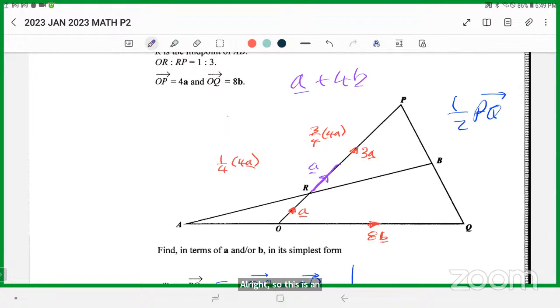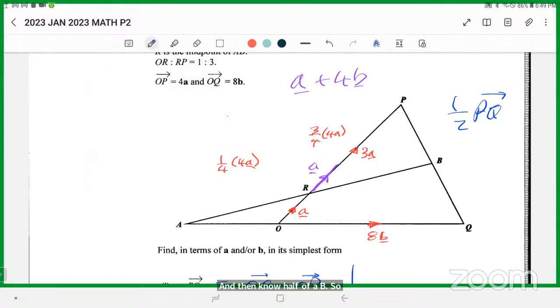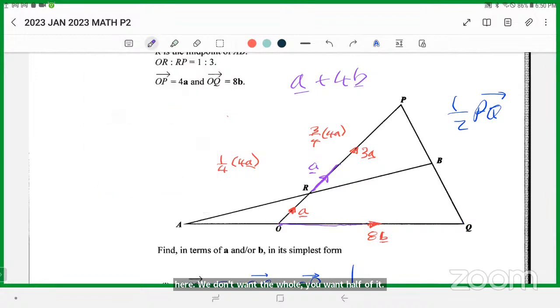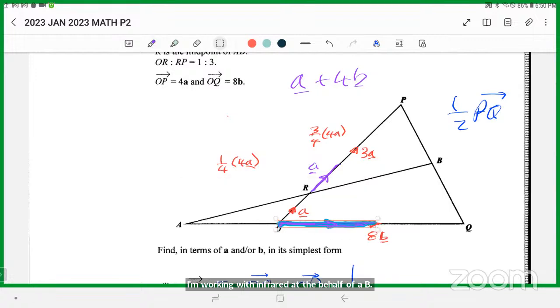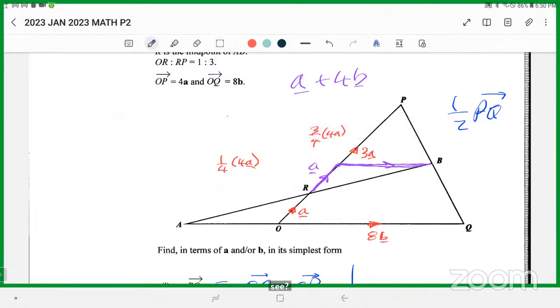And now half of a B. This is a whole B right here. We don't want a whole B, we want half of it, so we're estimating half of it will be about here. I'm marking it out in purple. That will be half of a B. If I move it up here and sketch it out, you see it is true: A plus 4B takes you from R to B. So you know it is correct.